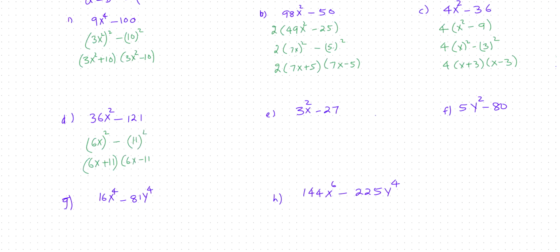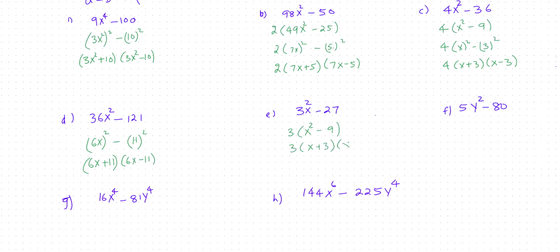Here 3x² minus 27. So we can divide both by 3. So take out 3 common factor. We get x² minus 9. So now we can write as a difference of square formula. x squared minus square root of 9 is 3 square. So we get 3, x plus 3 and x minus 3.